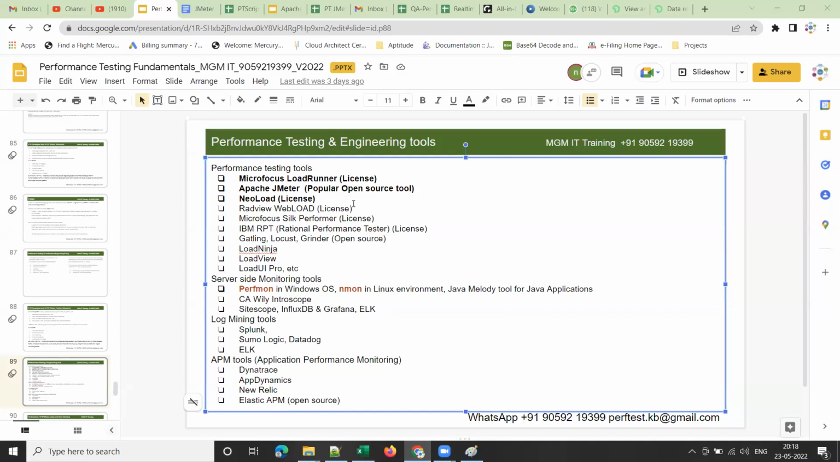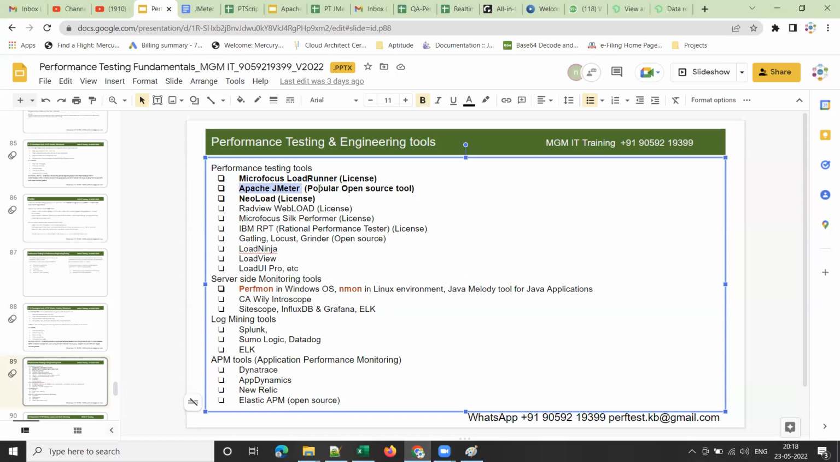Perfect. Thanks, Madhuri. So this is a list of a few important and popular performance testing and engineering tools, guys. LoadRunner is licensed, which means you have to pay Micro Focus to use this tool. Of course, we have a trial version as well, where we can do a load test with 50 users. Apache JMeter is a completely free, open source tool.